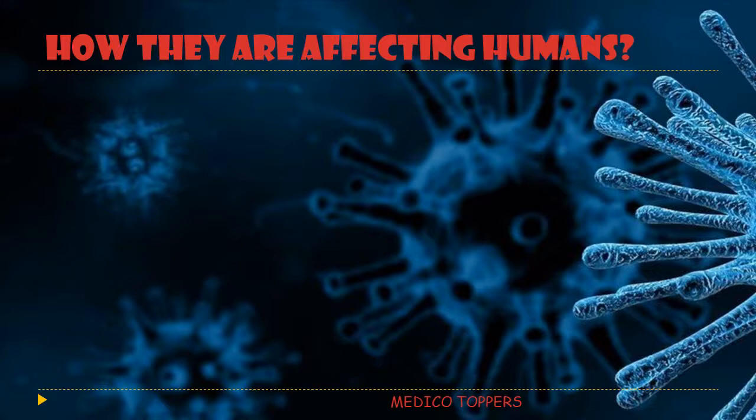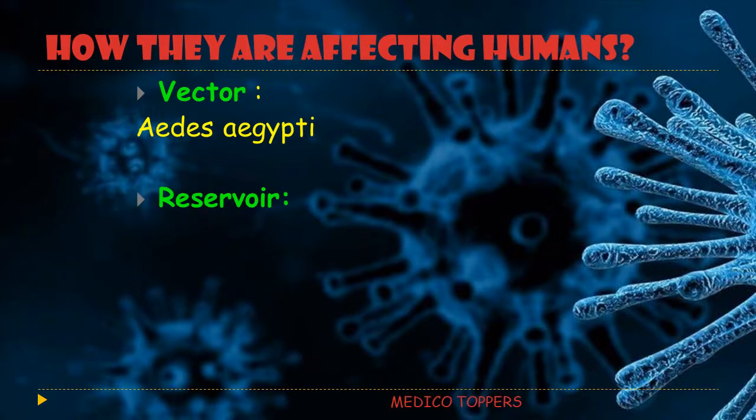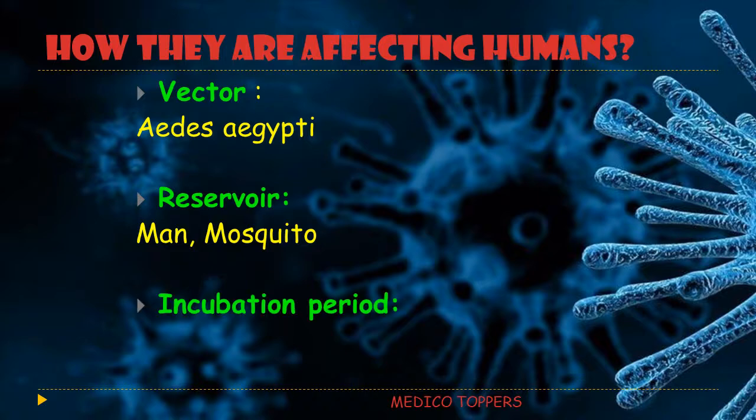How are they affecting humans? Okay, we now know the causative organism, and let's see how it is affecting us. So the vector which is carrying the virus is Aedes aegypti or tiger mosquito. Then the reservoir, where the multiplication of the viruses will happen, it will happen in man and mosquito. And then the incubation period, it's from 5 to 6 days.